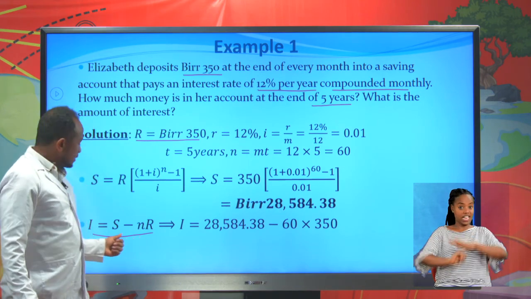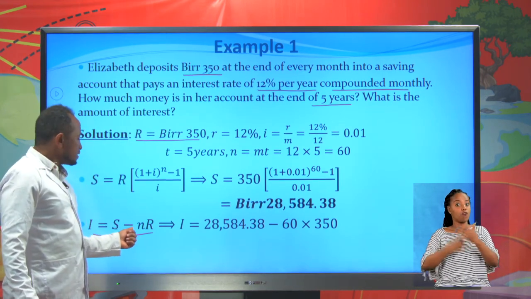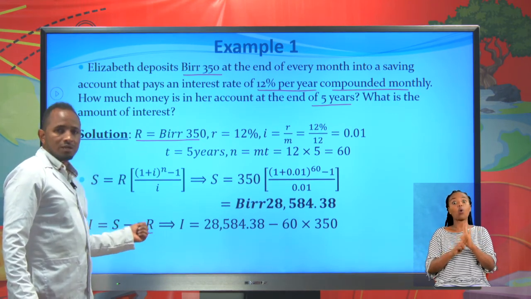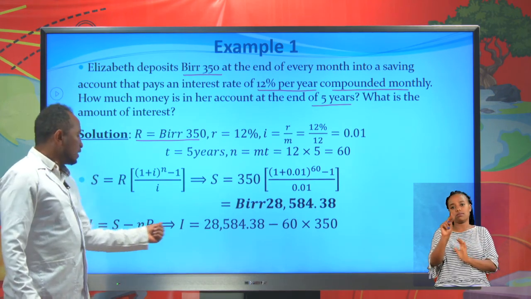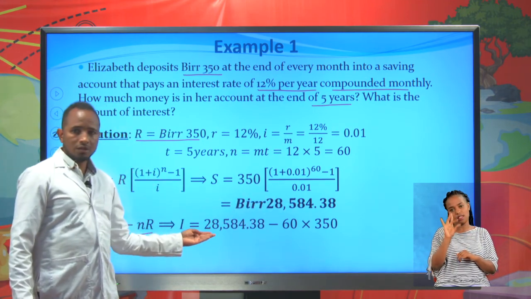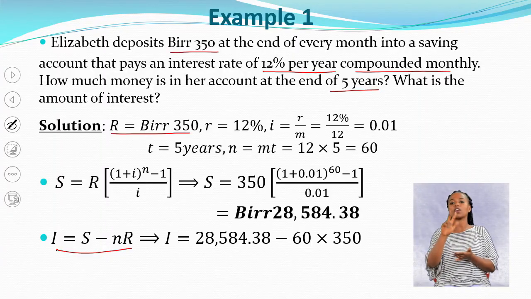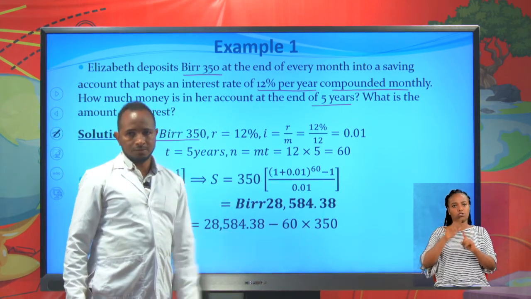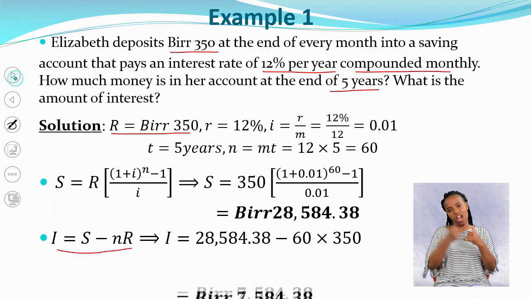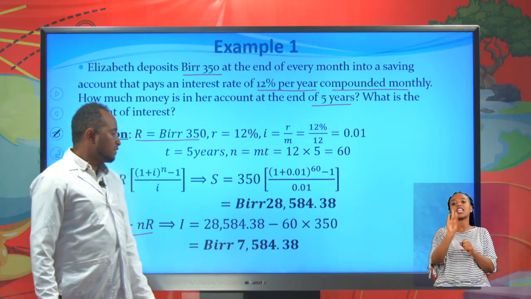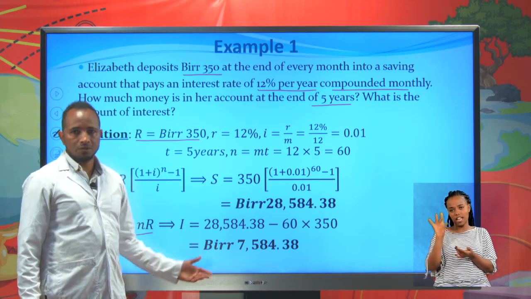To calculate the interest, you use this formula. Interest is given by the future value of annuity minus the total deposit. The total deposit is given by regular deposit times the number of periods of deposit. So this is equal to the future value of annuity we have calculated here, 28,584.38, minus the total deposit: you deposit 350 regularly for 60 periods. So you multiply this. When you simplify this, you'll have 7,584.38. So this is the interest.